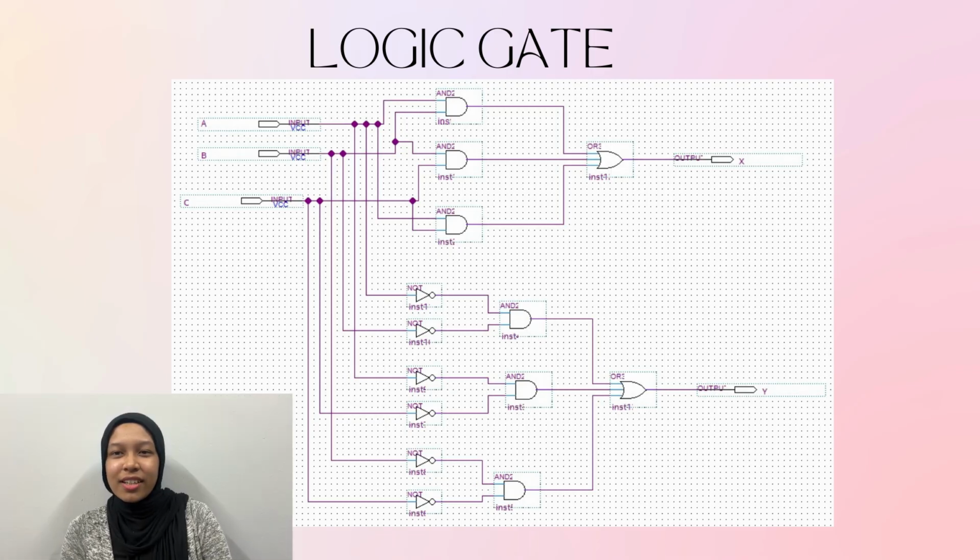For the logic circuit of basic logic gate, we use Intel Quartus software to design and draw our logic gate. First, our circuit consists of 3 inputs A, B, and C. We use 6 AND gates, 3 inverters, and 2 OR gates to design our logic circuit. The upper part is describing the output X, while the lower part is describing the output Y.